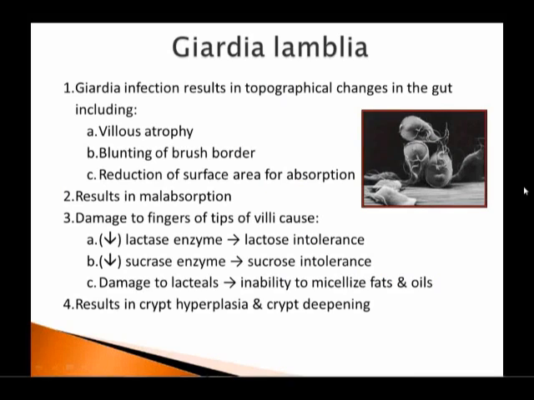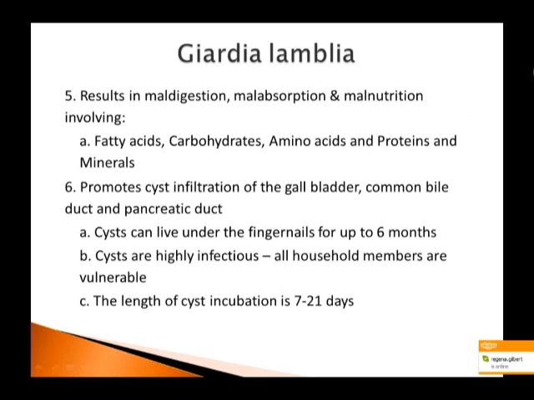Now, a couple interesting things about Giardia is that it will cause wide sweeping damage along the surface lining of the gut. It can cause what's called villus atrophy, which are these finger-like projections that help us digest our food. It causes malabsorption over a long period of time. It can decrease our enzyme production, lactase causing lactose intolerance, sucrase causing sucrose intolerance. It'll also block or obliterate those surface areas in the gut that help us digest fats and oils. So it can be a significant reason for maldigestion.